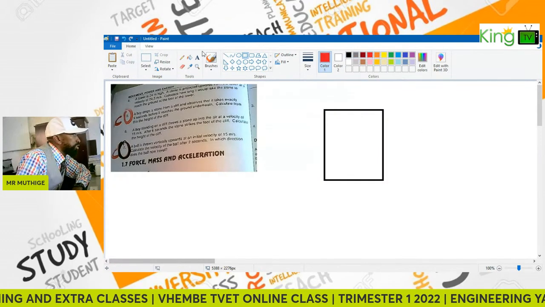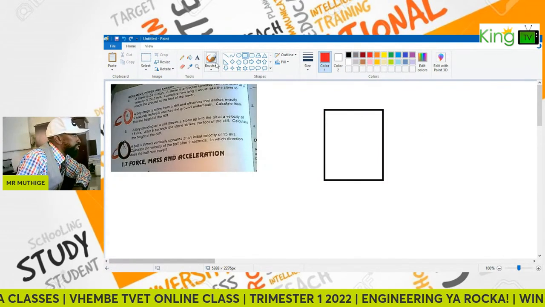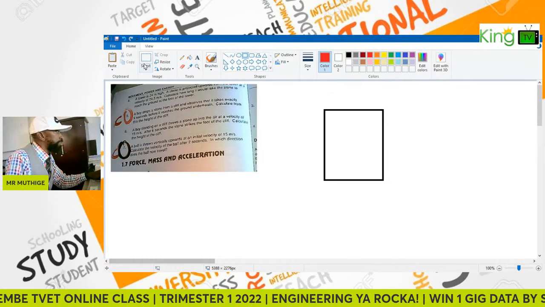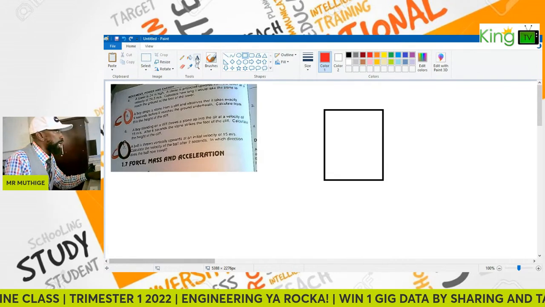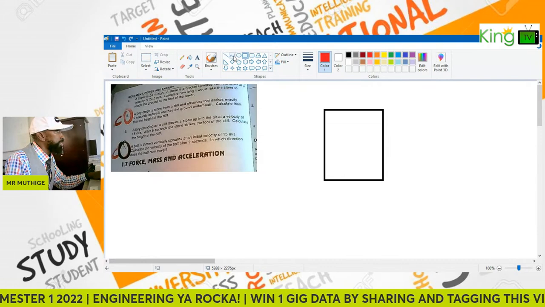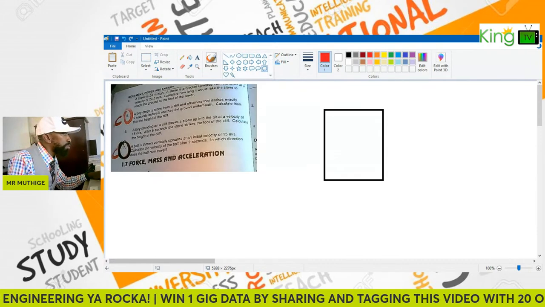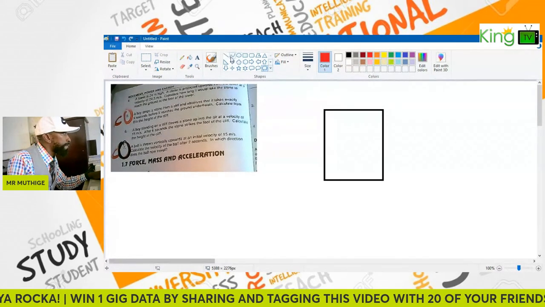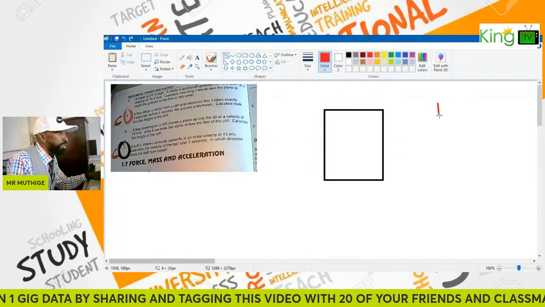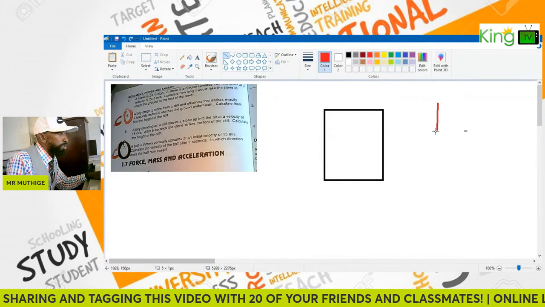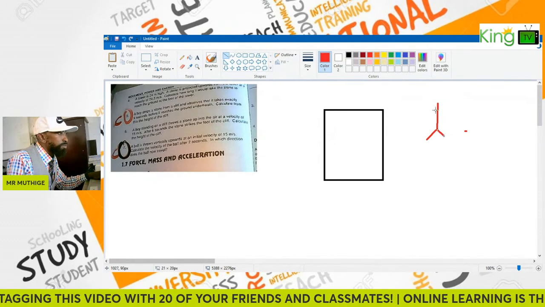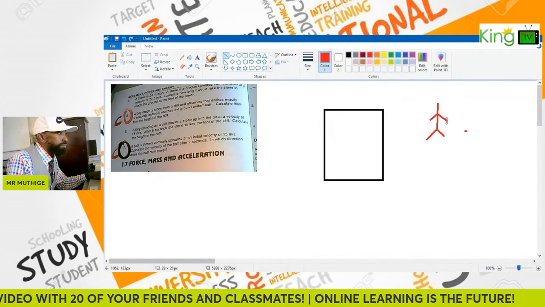Right, let's put that boy there. How can I get a picture of a boy? I must get a picture of a boy. Let's just put the boy down there. What can I use as a shape to get a boy? I think I'll just draw a boy. There's a boy.